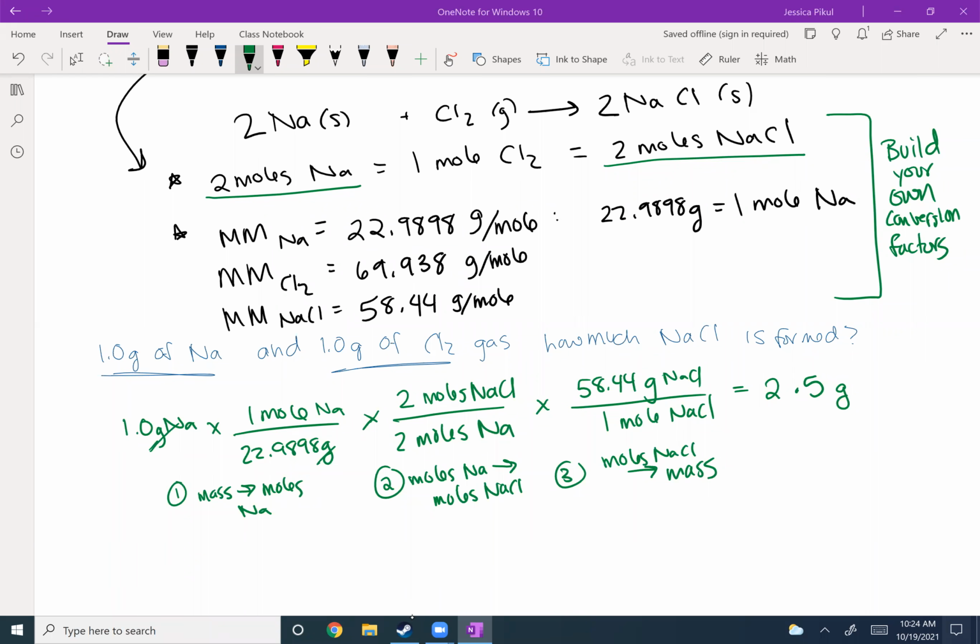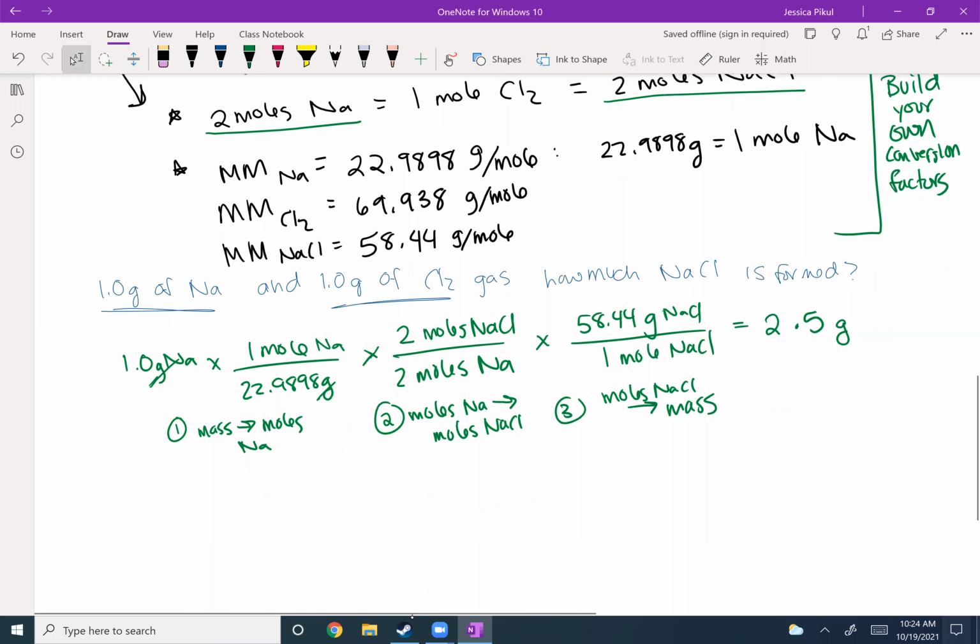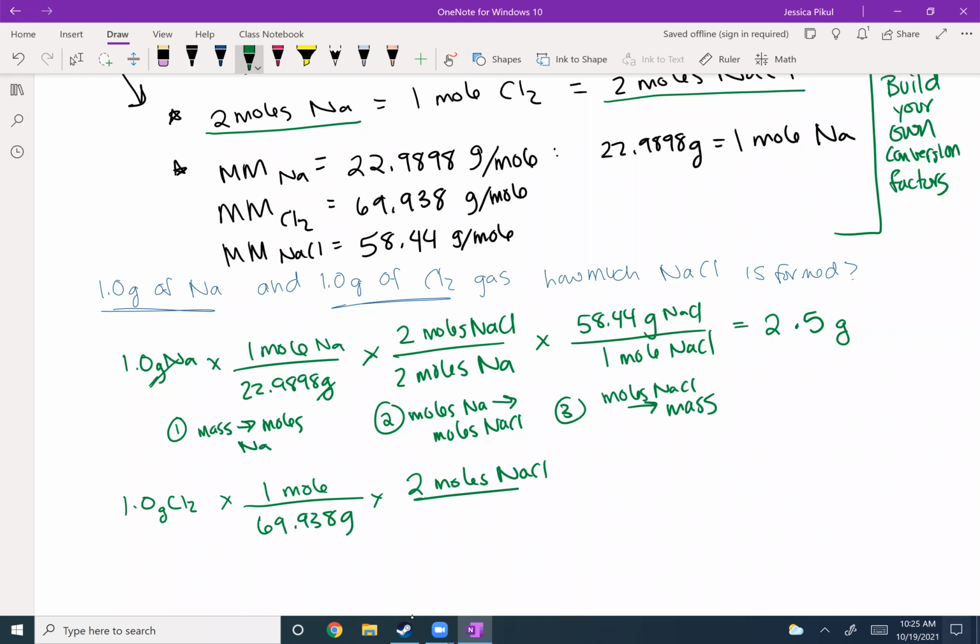All right, so we get 2.5 grams for our sodium. And then what we would basically do is just walk through the same thing for the chlorine gas. So I'll set that up a little bit faster. We have 1 gram of chlorine gas, and then we'll use our molar mass conversion to get into the moles of it. So 69.938 grams. Then we'll do our mole to mole conversion. We'll form 2 moles of sodium chloride for every 1 mole of chlorine gas. And then we'll convert into the sodium chloride again.